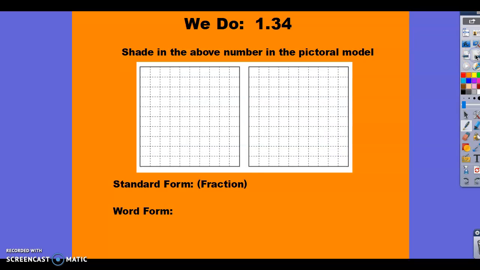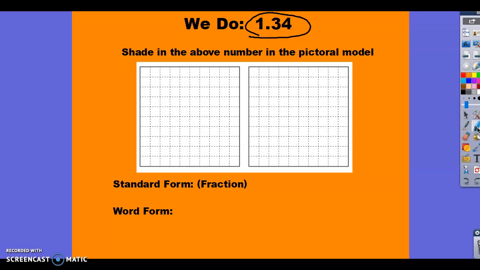And here's one for us. Okay, on your papers, I want you to draw out two place value homes. We're going to be working with this number that is above. So pause the video here, and I want you to shade in 1 and 34/100 in your model. This might take you guys a little bit to draw these out. I want you to shade in the above number in the pictorial model. Then I want you to write it in standard form as a fraction and word form as well. So pause the video here and get that written down.